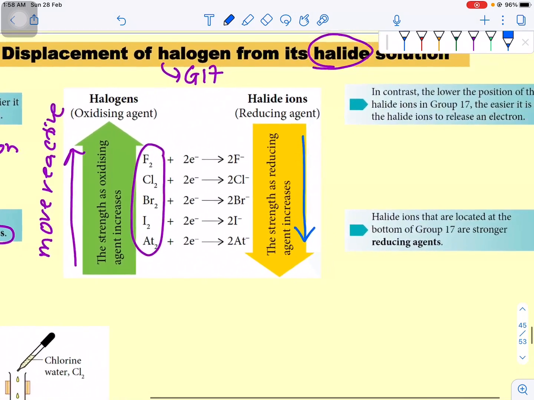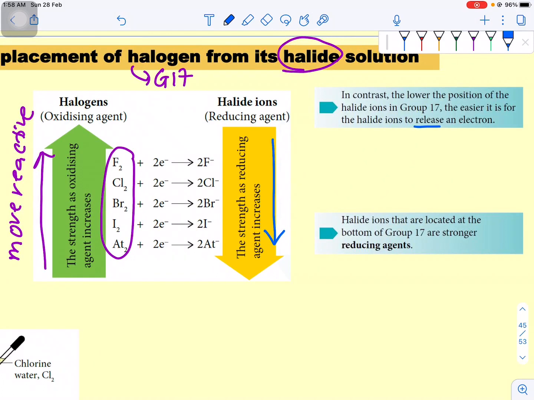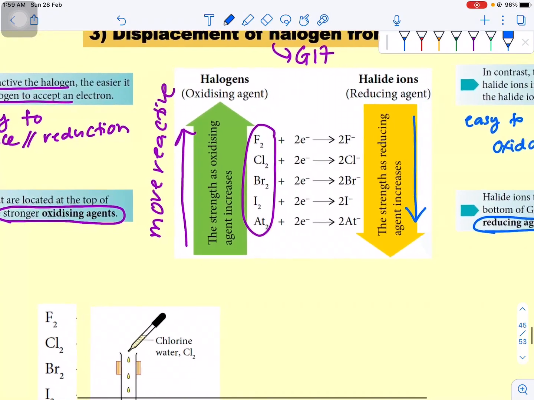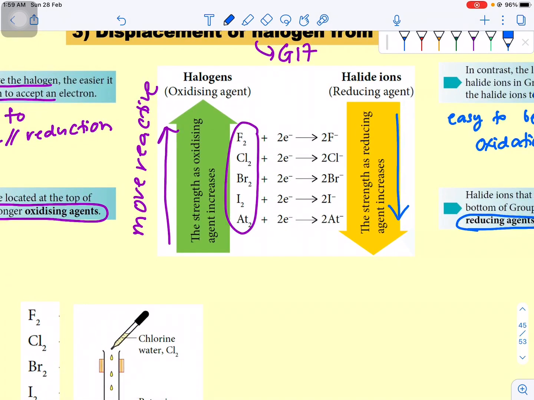So because it is more easy to release electron, the concept of releasing electron in redox means that it is easy to be oxidized or undergo oxidation. Because it is easy to undergo oxidation, this halide, the bottom halide, will be a stronger reducing agent. So they complement each other. The top for halogen is the stronger oxidizing agent, the bottom for halide is the stronger reducing agent.